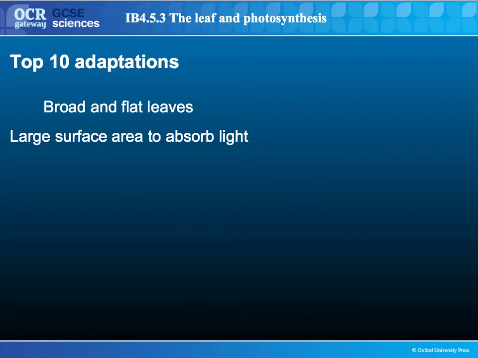Broad, flat leaves allow the leaf to have a really large surface area to absorb and collect as much light energy as possible. So unless other environmental pressures allow the plant to evolve thinner leaves, then most plants will have the broad flat leaves to collect this sunlight.